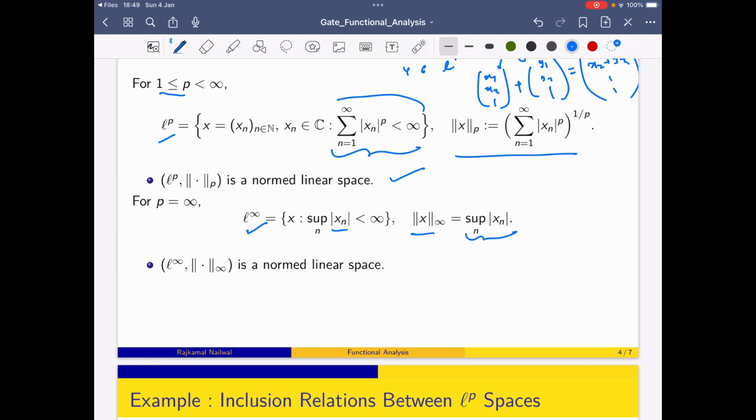So what we know is that for p from 1 to infinity, we have some normed linear spaces to work with.